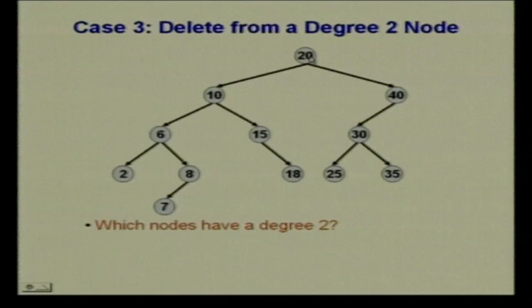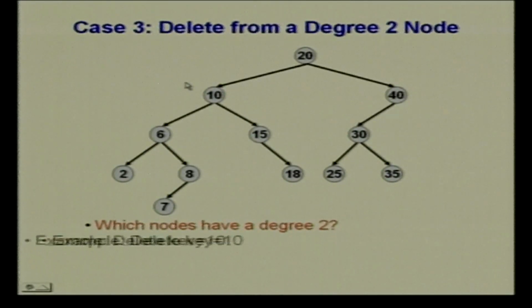Now, we are looking at a node which has both the children. Okay. So, let us look at this tree. Now, which are the nodes that have degree 2? 20 has degree 2, 10 has degree 2, 6 has degree 2. So, these are the 3 nodes that if you want to delete, you have to follow this case. Now, suppose we want to delete 10. Okay. So, that is the node we want to delete.